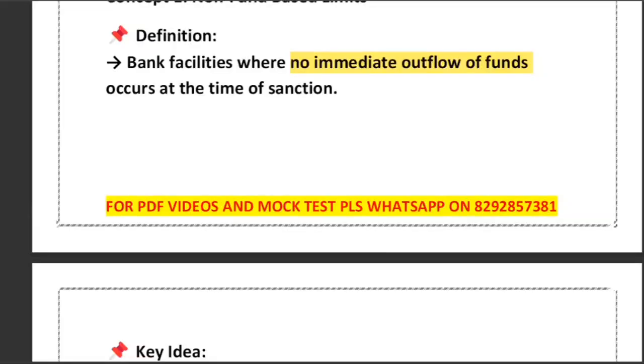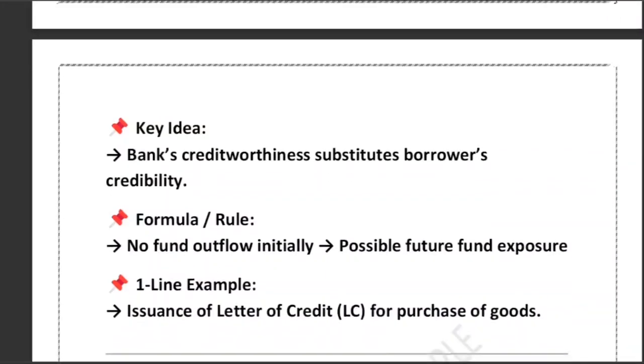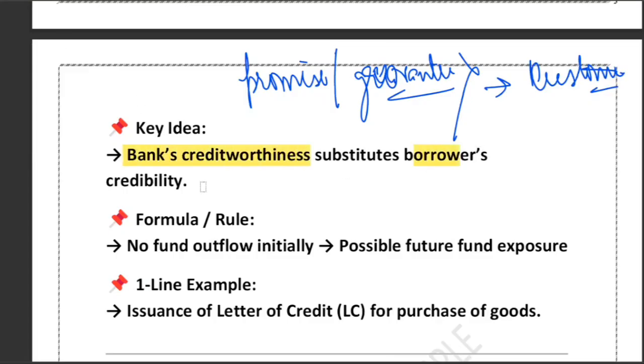So at the time of sanctioning, no immediate outflow of fund occurs, but the bank still gives a promise or guarantee on behalf of the customer. The key idea is very important: bank credibility replaces the customer's credibility. Bank creditworthiness substitutes the borrower's credibility. So the seller or third party trusts the bank, not the customer.